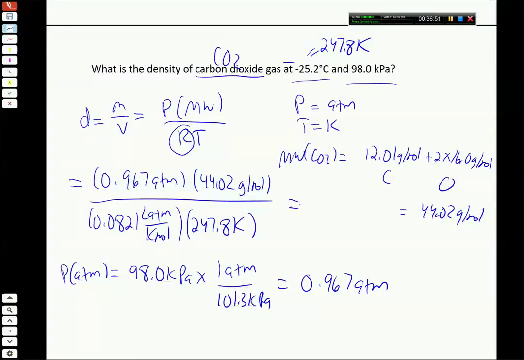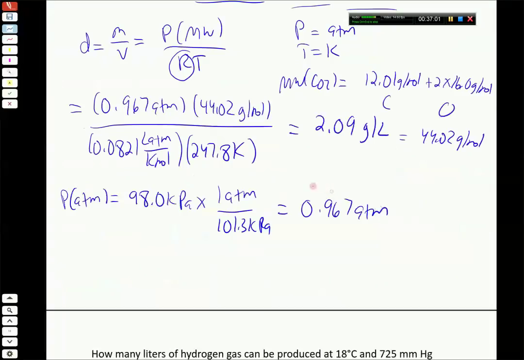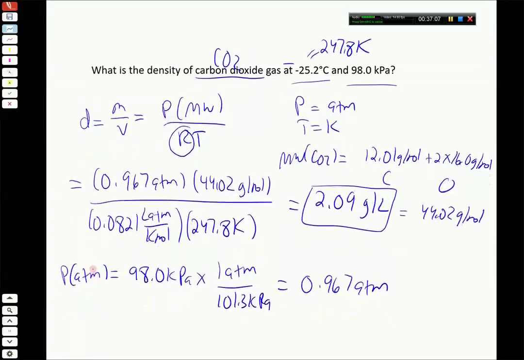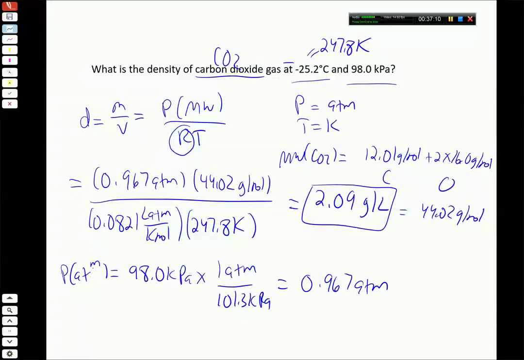0.967, 44.02. I got an answer of 2.09 grams per liter. I don't remember if this was multiple choice or free response, but that would be the answer we would put in, 2.09. So again, we're using just the ideal gas equation here, but rearranging it to solve for density, and we just have to make sure that pressure is in atmospheres, molar mass is still in grams per mole, temperature in Kelvin, and we just use this equation to get density directly.